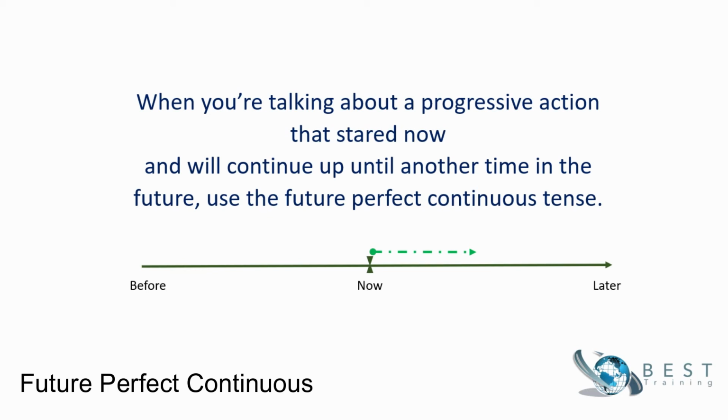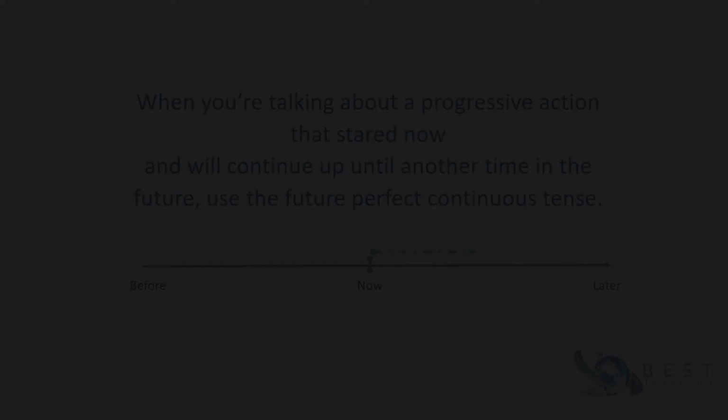Look, in present perfect continuous, the duration started in the past and continues up to now. In past perfect continuous, the duration started in the past and continued up to a reference point in the past. However, in future perfect continuous, the duration starts in the present moment and will continue up to a reference point in the future. Look at the following example.